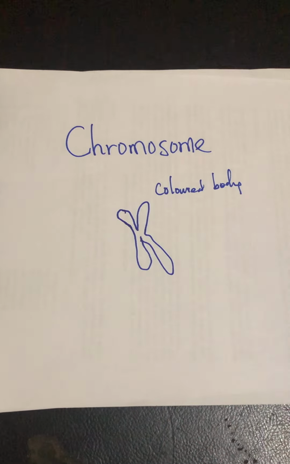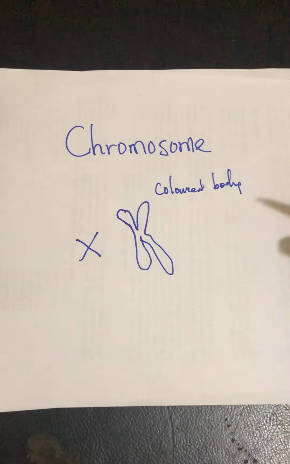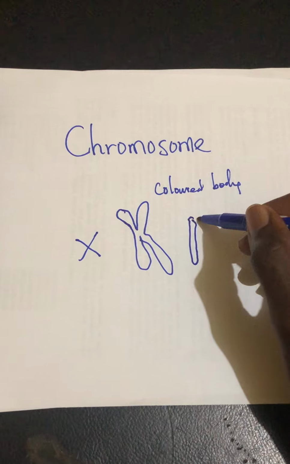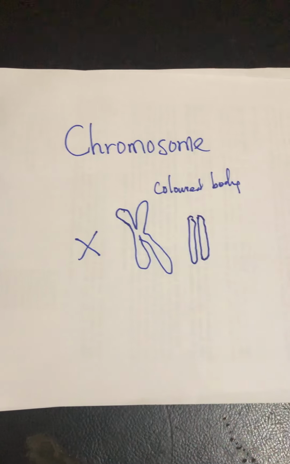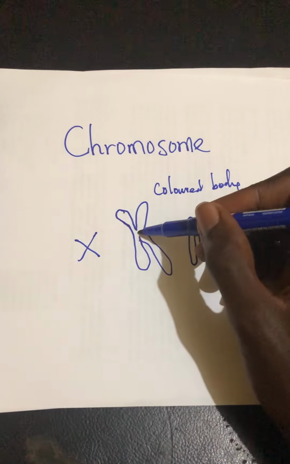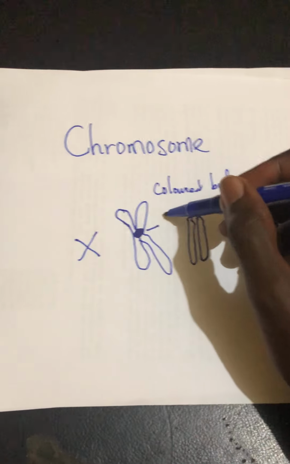You may have seen this structure many times. Sometimes you just see something like an X. Whichever way they put it, sometimes you may even see them lined up just like this. Whichever way you see it, it's a chromosome. The chromosome structure is like this, and it has something at the center holding them together. And this is called the centromere.